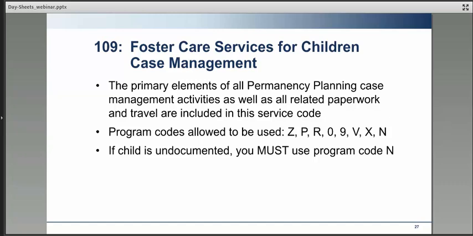The program codes that are allowed to be used are Z, P, R, 0, 9, V, X, and N. And again, you'll notice a few new codes have come into the party here, specifically P and V. Again, if the child is undocumented, then you must use program code N. That hasn't changed just because we've moved into foster care.